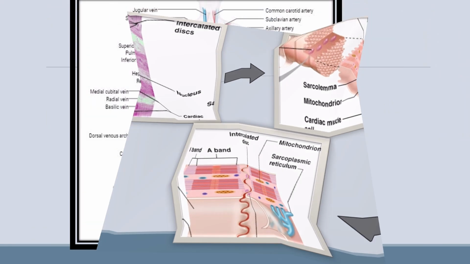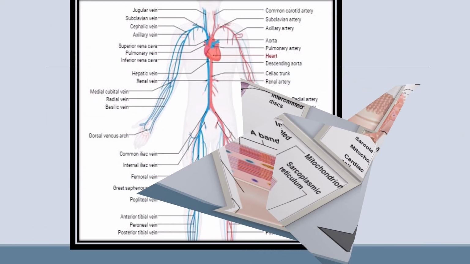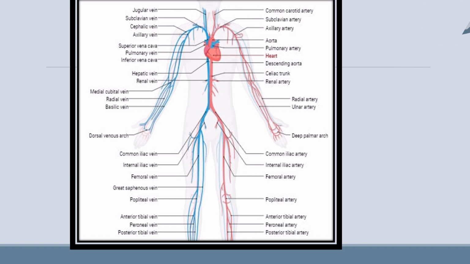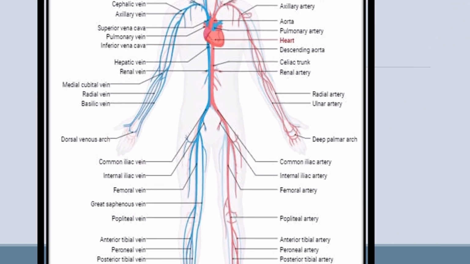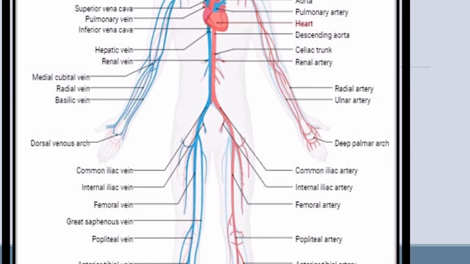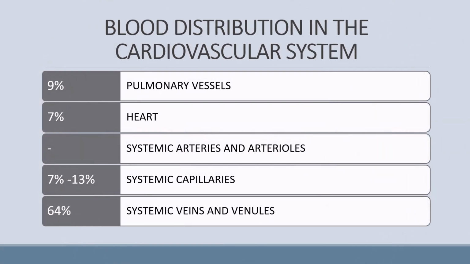This picture shows the complete circulatory system. Here is the distribution of blood in the cardiovascular system. It comprises 9% in pulmonary vessels, 7% in the heart, 7% to 13% in systemic capillaries and 64% in systemic veins and venules.